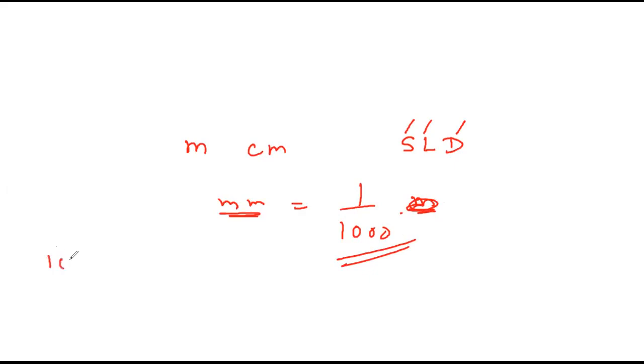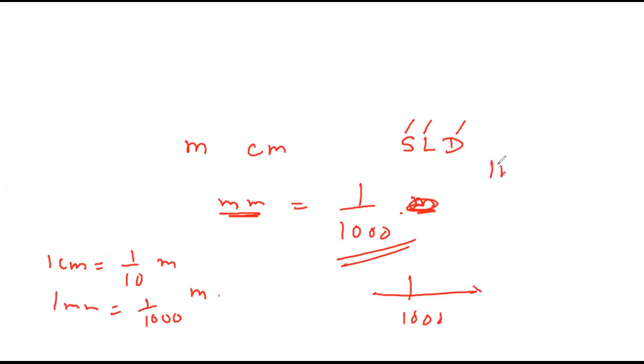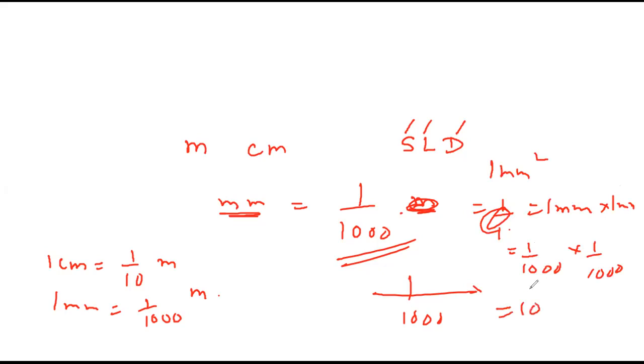Now tell me, what is 1 centimeter in meter? 1 upon 100. And 1 millimeter is 1 upon 1000. But if it is square, then what will you do? 2 times. 1 millimeter square is 1 upon 1000, again 1 upon 1000. Or you can write 10 raised to minus 3. It's up to you, whichever you are comfortable with. Right now, I think you are comfortable with divisors, not negative powers.